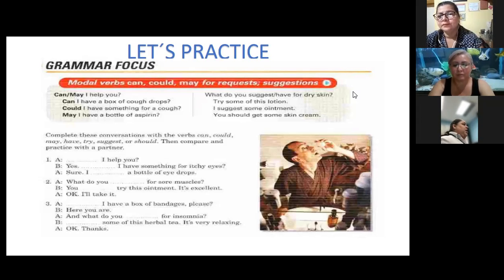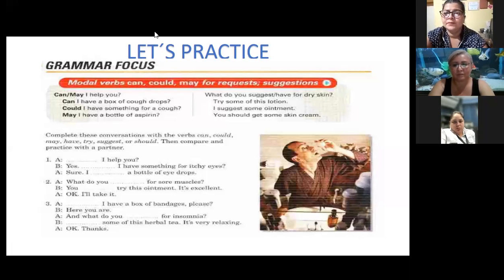Try some of this lotion. Entonces, nos indica el verbo try. Que nos quiere decir, ¿y por qué no intentas con esto? I suggest some ointment. ¿Y por qué no intentas con una crema? Y ahí nos da el ejemplo. And the last one, you should get some skin cream. Entonces tú deberías tener crema para la piel. Entonces, ahí vemos algunas sugerencias.